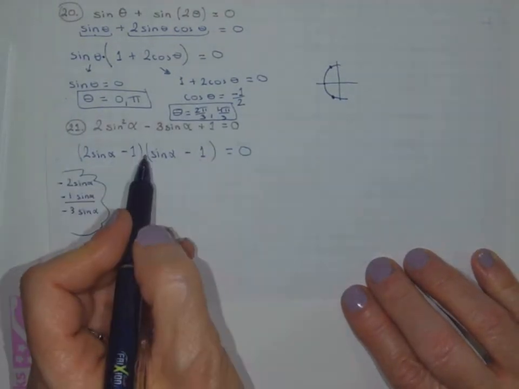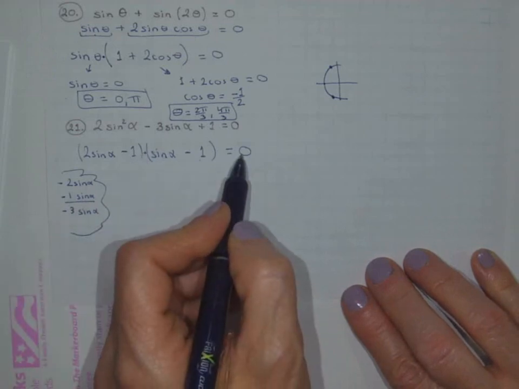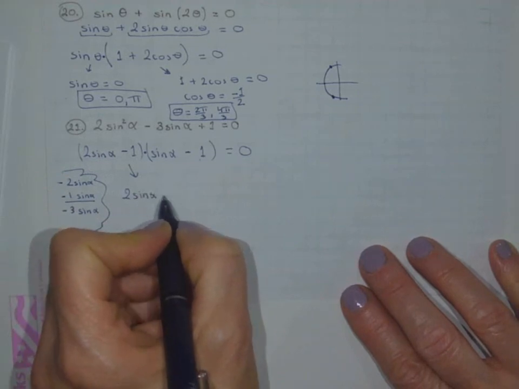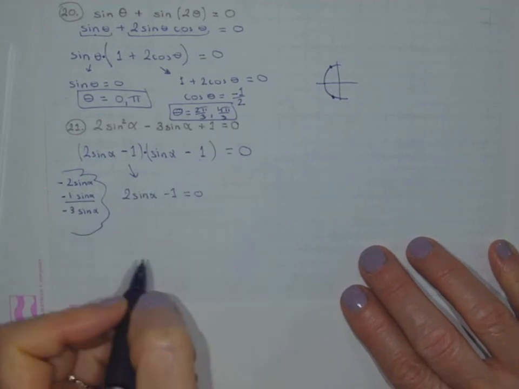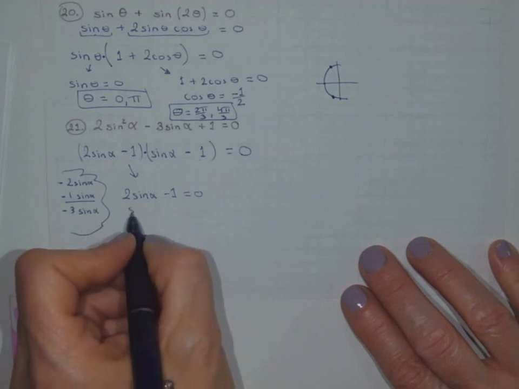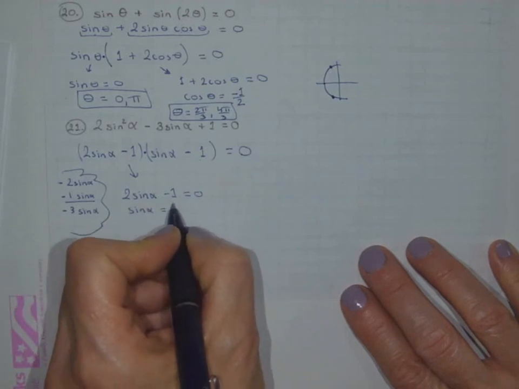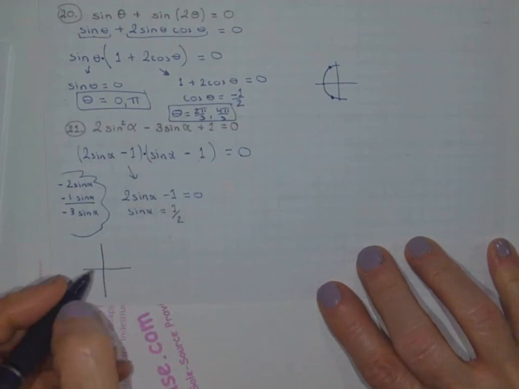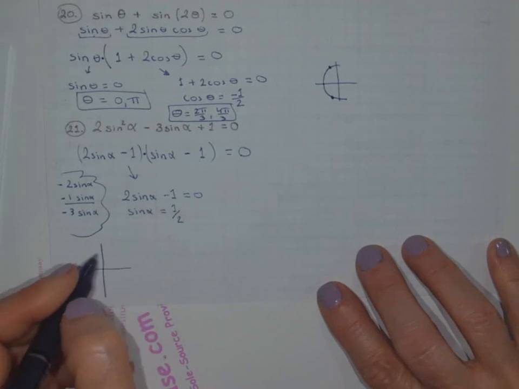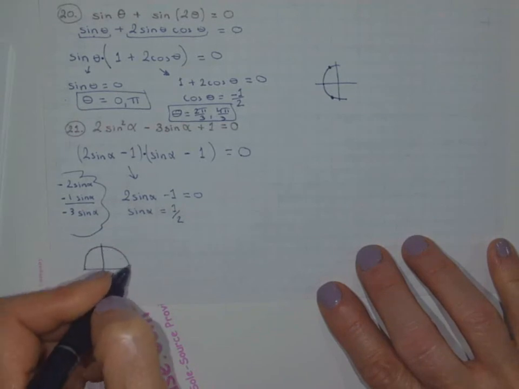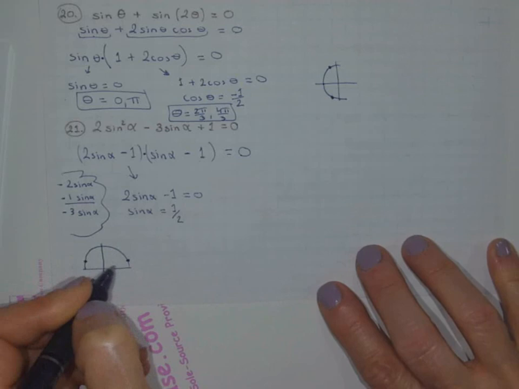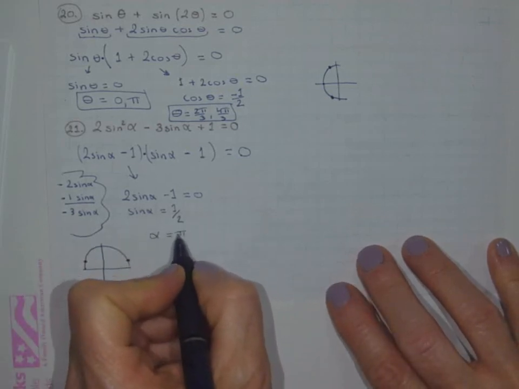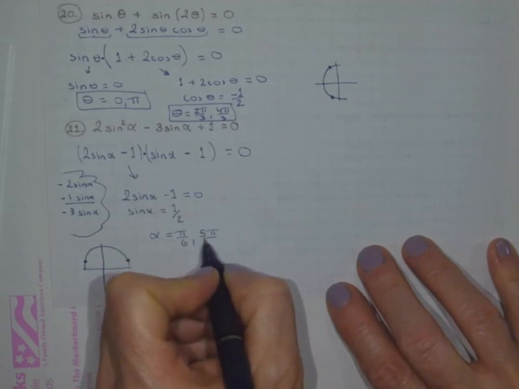That being done, now we have a product that gives us a 0, so we know by the zero product property that 2 sine alpha minus 1 equals 0. Add 1 to both sides, divide by 2, so sine alpha is equal to 1/2. And where is my sine? Sine are your y values, so those are positive in quadrant 1 and 2. And the sine is 1/2 here and there, so at pi over 6 and 5 pi over 6. So alpha equals pi over 6 and 5 pi over 6.